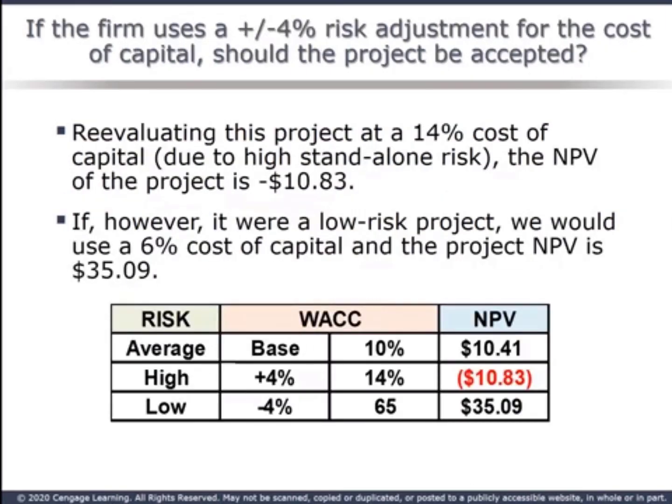Assuming a plus or minus 4% cost of capital risk adjustment, reevaluating this project at 14% cost of capital due to the high standalone risk, the NPV of the project is a negative 10.83. If it were a low-risk project, a 6% cost of capital would result in an NPV of 35.09. Assuming the plus 4% adjustment is considered appropriate, the project is a no-go again.